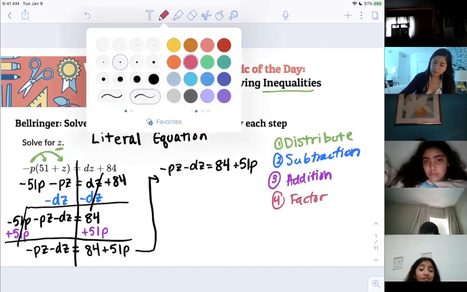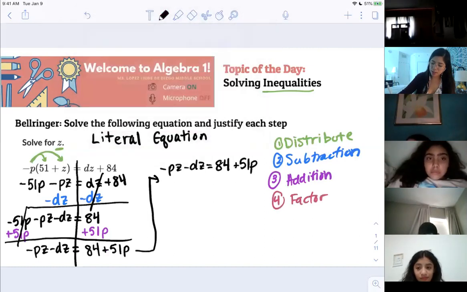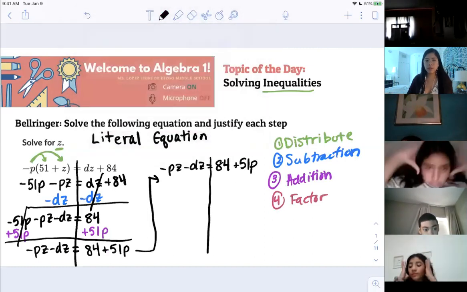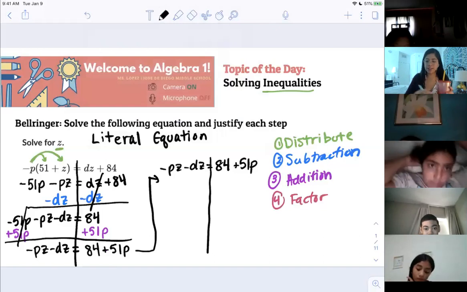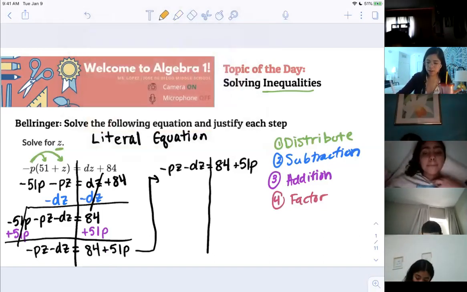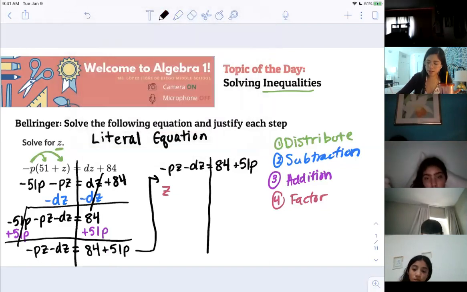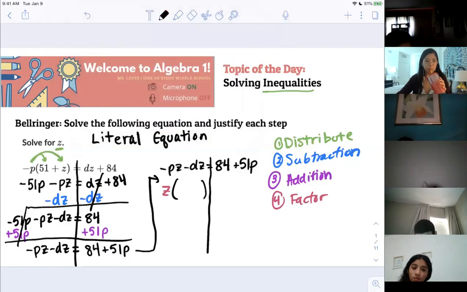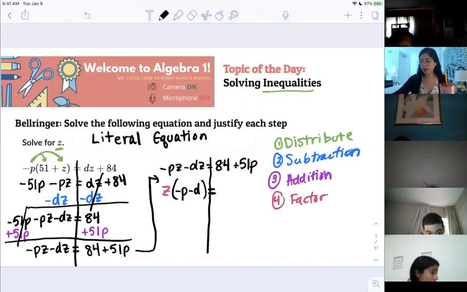When you factor, you take what you want. So which of those things on the left side, what do I want alone? The z's. Z. I want the z's alone. So I'm going to kick them out. They're going to get kicked out of the party. And everybody else can stay. So what do I put inside of my parentheses? Negative p minus d. Mm-hmm. Awesome. Just like that. Do I have questions on that step?